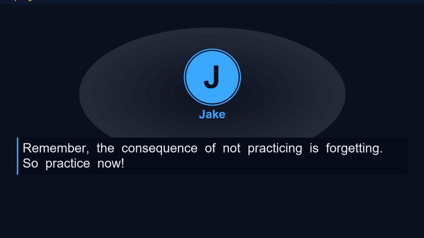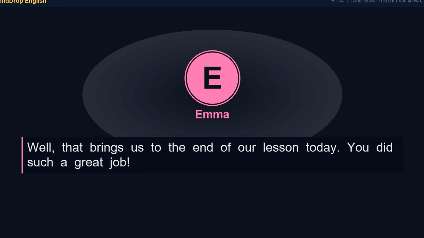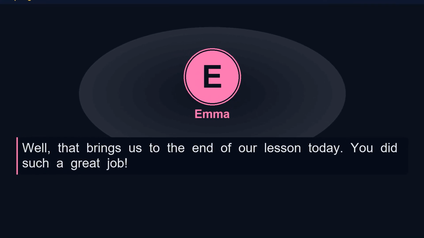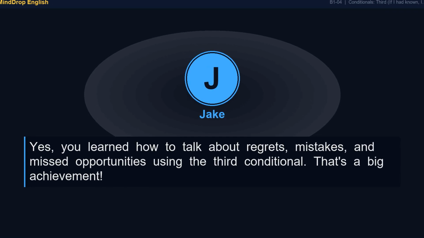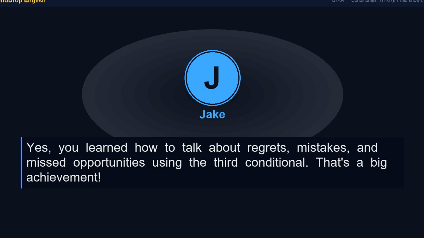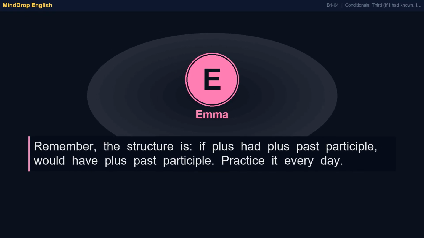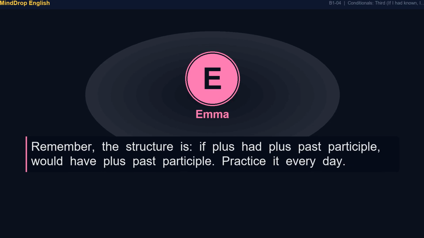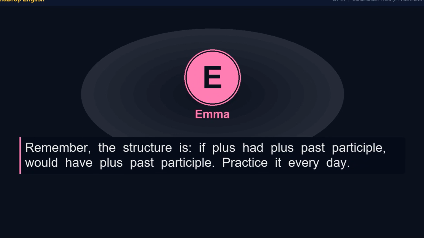So practice now. Well, that brings us to the end of our lesson today. You did such a great job. Yes, you learned how to talk about regrets, mistakes, and missed opportunities using the third conditional. That's a big achievement. Remember, the structure is if plus had plus past participle, would have plus past participle.